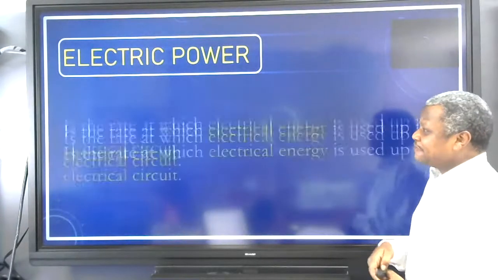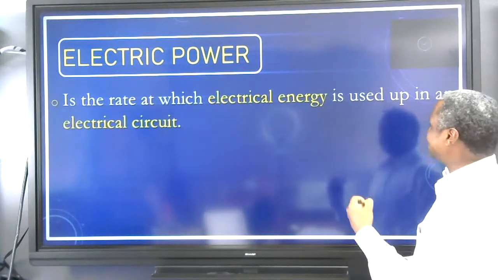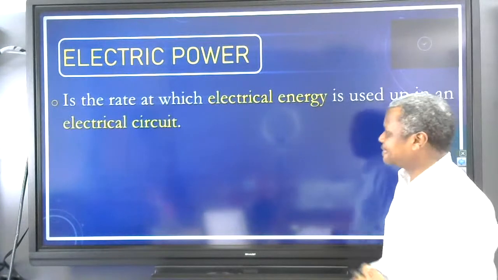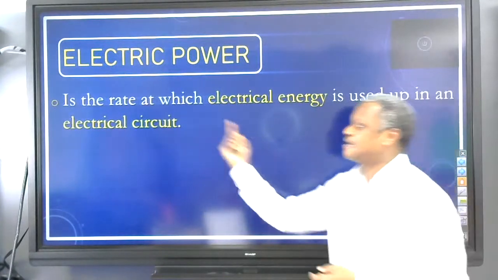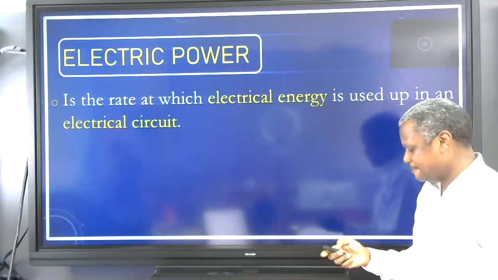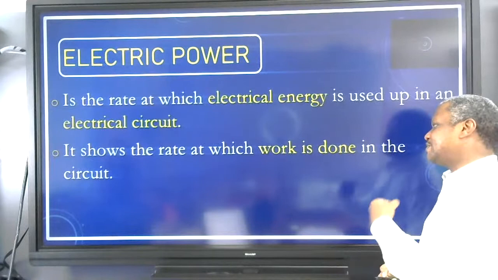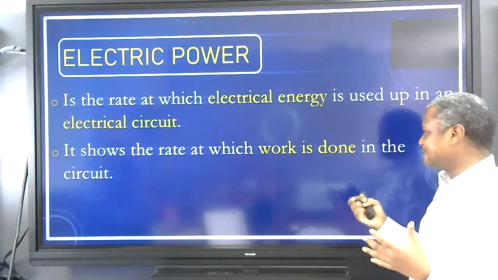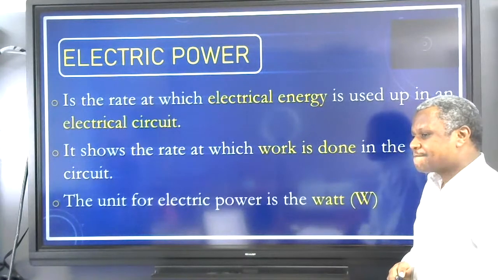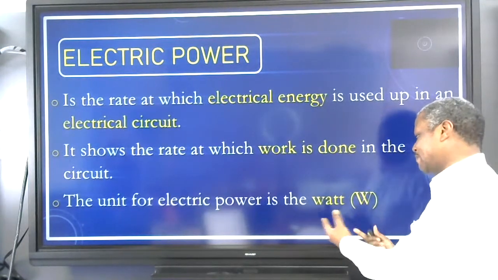Now, electrical power is the rate at which electrical energy is used up in a circuit, or how fast the energy is being used up. The rate is like how fast the energy is being used up. And it also shows the rate at which work is done in the circuit. Now, the unit for electrical power is what is called the watt.